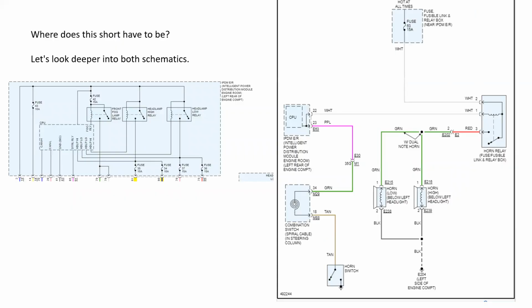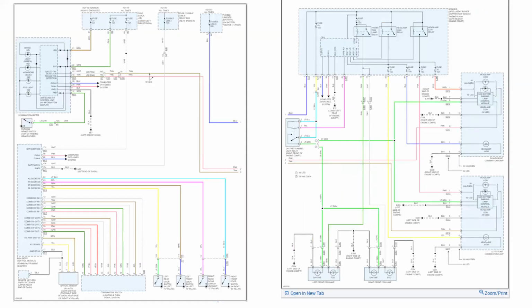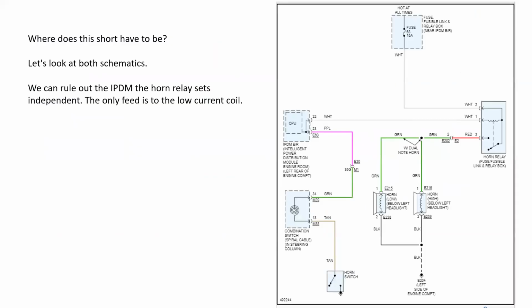As we take a close look at both of the schematics, what do we find? We've got the full view of the headlamps and the full view of the horn relay, and we can pretty much at this point rule out the integrated power module, because the horn relay sits outside of that, independent of the intelligent power module. And the only feed there is to the low current coil.